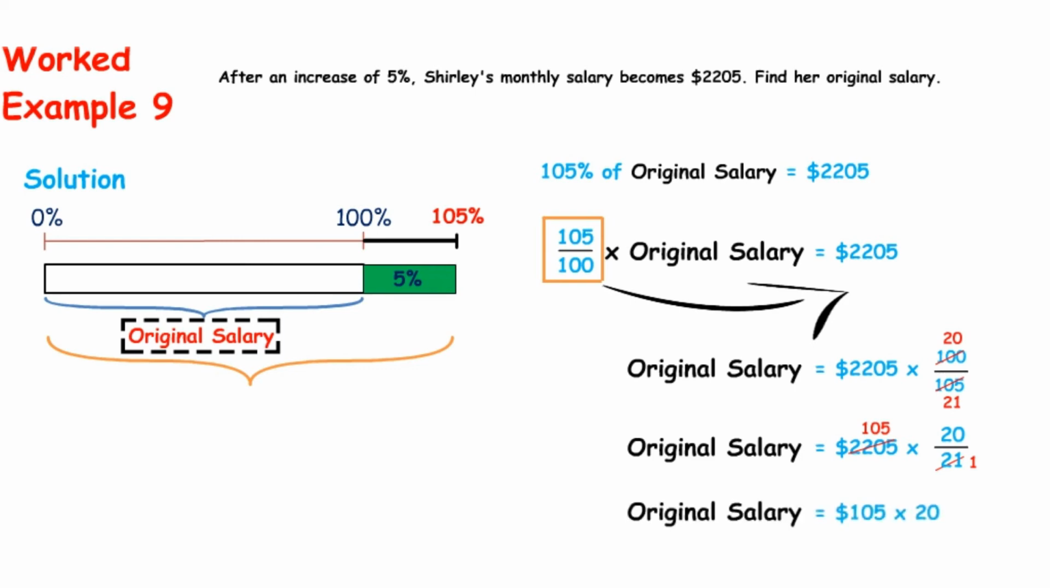Original salary equals 105 times 20 equals $2,100. Shirley's original monthly salary is $2,100.